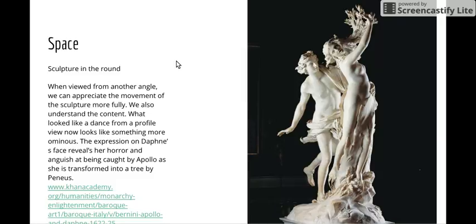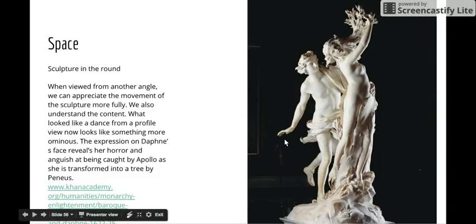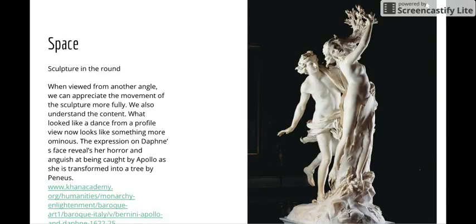If we look at another slide of this one, when viewed from another angle, we can appreciate the movement of the sculpture more fully. So we have this twisting motion. If we follow the arm up through there, up through the other arm, and the bodies rise and twist as they do. We also understand the content a bit more.